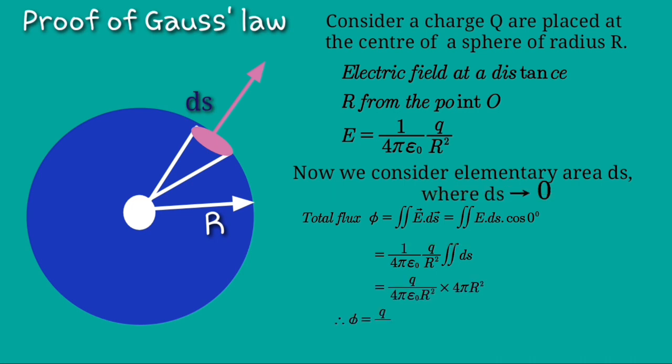Here theta is equal to 0 degree because we know that the radius always makes an angle 90 degree with the surface or tangent to the surface. Therefore, flux phi is equal to 1 by 4 pi epsilon naught Q by r square into 4 pi r square. Therefore, flux is equal to Q by epsilon naught. This is the mathematical expression of Gauss law of electrostatics. Hence, proved.